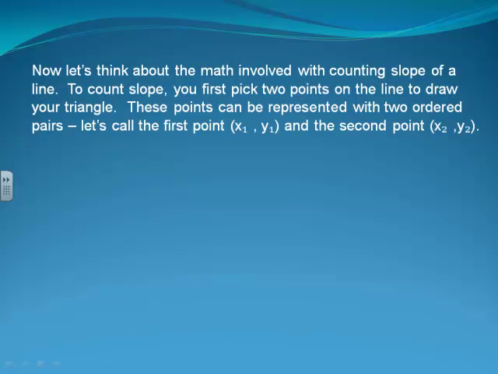Now let's think about the math involved with counting slope of a line. To count slope, you first pick 2 points on the line and draw your triangle. These points can be represented with 2 ordered pairs. We're going to call the first ordered pair x sub 1, y sub 1, and the second point x sub 2, y sub 2. So it's just 2 points on the line and we're going to give them labels.